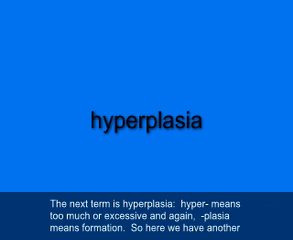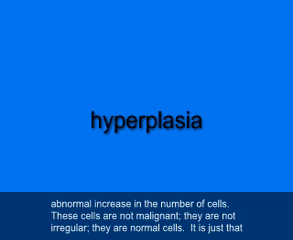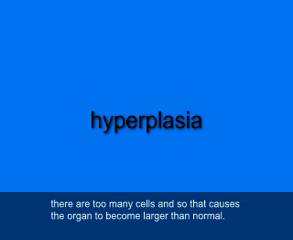And the next term is hyperplasia. Hyper means too much or excessive, and again, plasia means formation. So here we have another situation where we've got some excessive formation. This is where an organ or a tissue becomes enlarged because there's an abnormal increase in the number of cells. These cells are not malignant, they're not irregular, they're normal cells. It's just there's too many of the cells, and so that causes the organ to become larger.